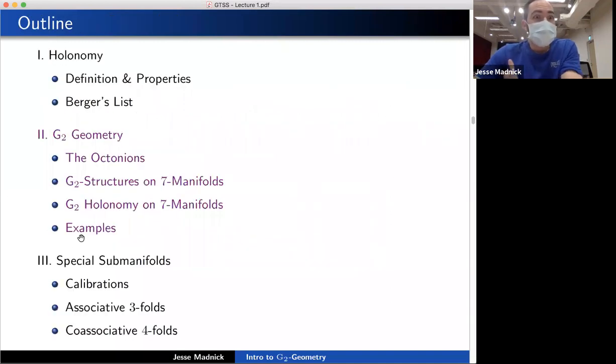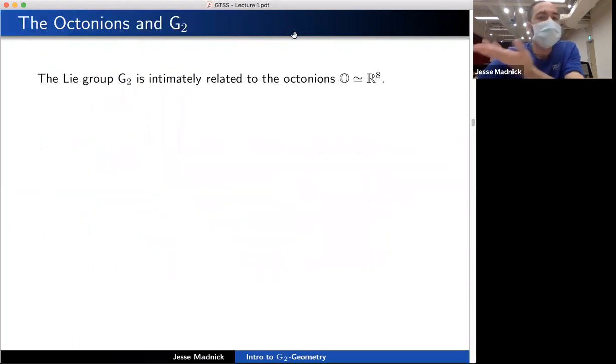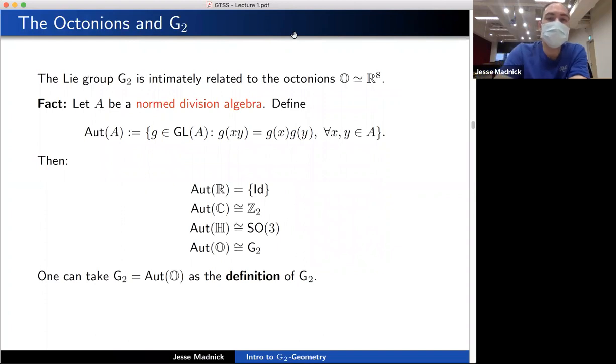Okay, so given the relationship that I claim between G2 and the Octonions, that is what we're going to talk about now. I'd like to explain exactly how the group G2 relates to the Octonions, and then we'll use that to talk about G2 holonomy on 7-manifolds. Okay, so this is what I was saying. G2 is related to the Octonions, and there are a bunch of ways to see this.